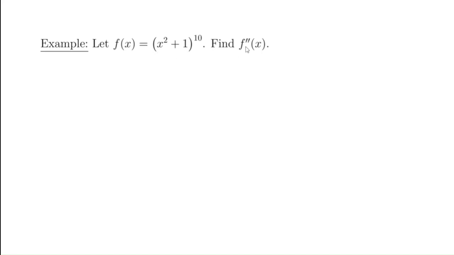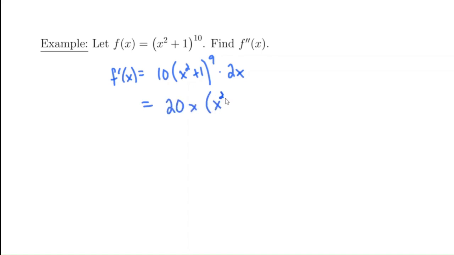So when we take the second derivative, we're actually going to end up having to use the product rule. Okay, so let's see that here. F prime of x is 10 times x squared plus 1 to the 9th power times 2x. Okay, the derivative of this. So let's combine this here. What we really get is 20x times x squared plus 1 to the 9th power.